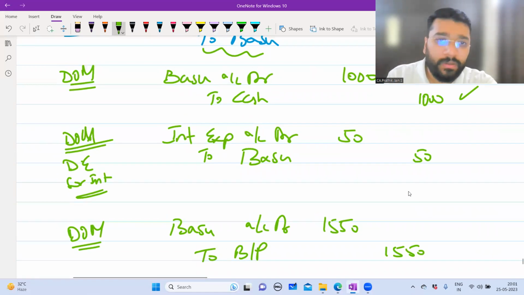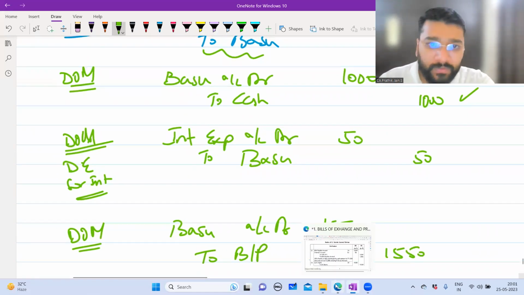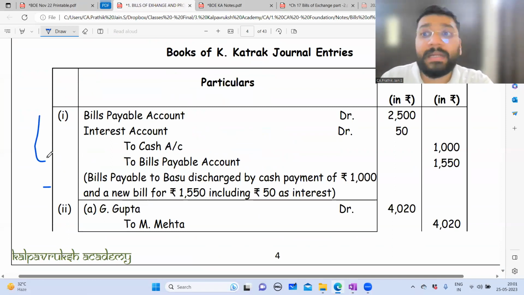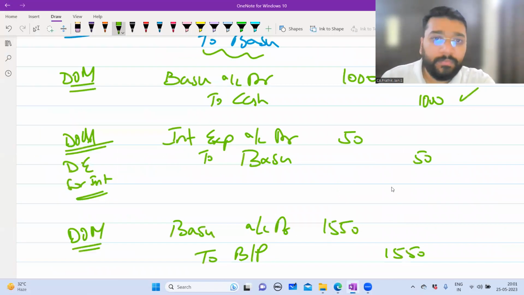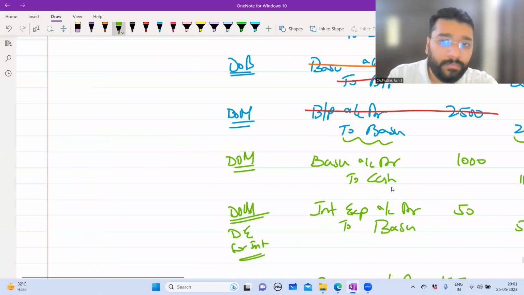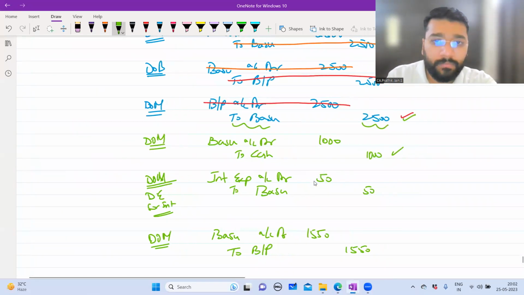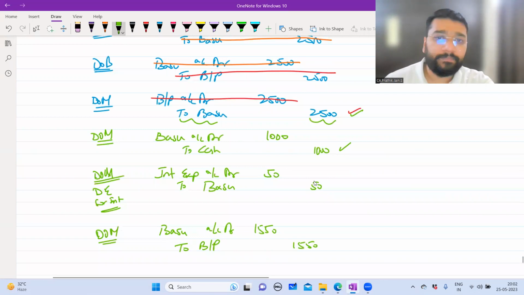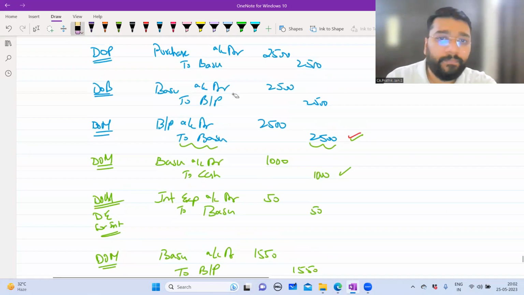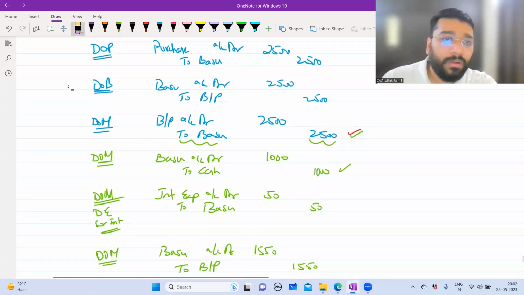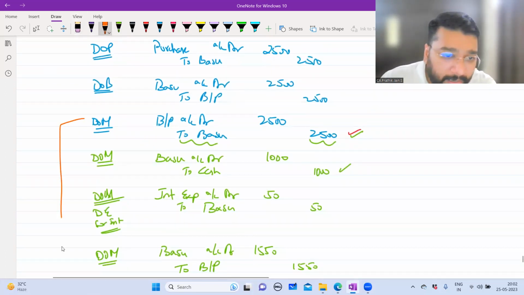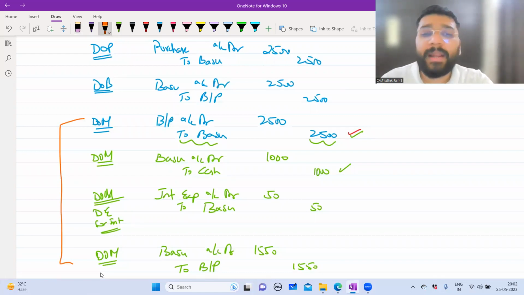Now what they are doing, we have to observe. They are not passing multiple entries. They are passing a compound entry, a combined entry for all of this put together. So listen to me very, very carefully.